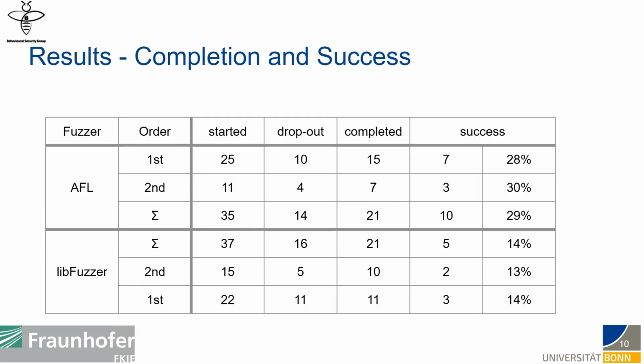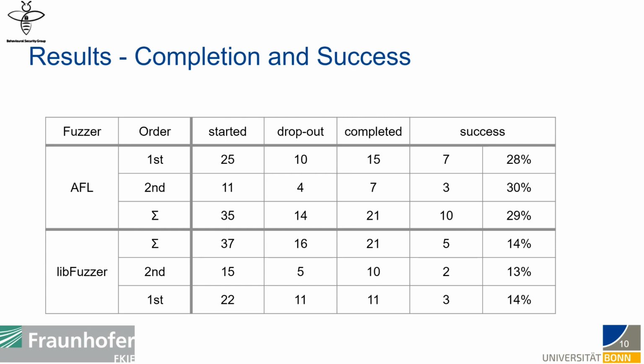In this table you can see the dropout and success rate for each fuzzer. It is clearly visible that there was a high dropout and low success rate. Of 35 AFL tasks started, only 21 were completed. Those numbers are close to the numbers in the libFuzzer tasks. There, only 21 of 37 started tasks were completed.